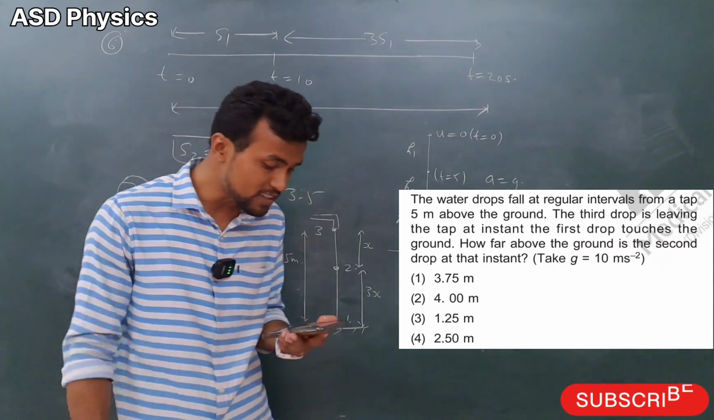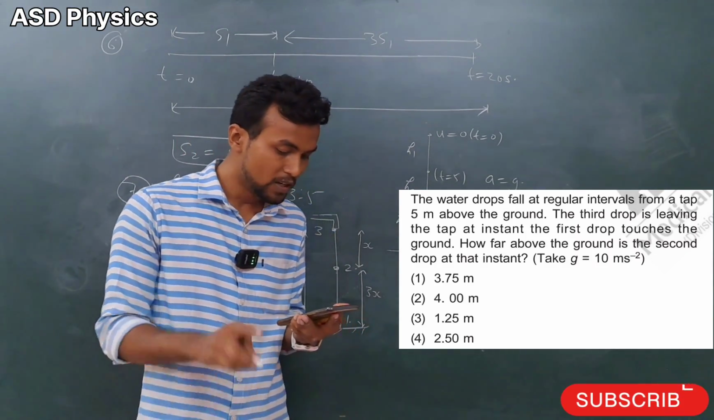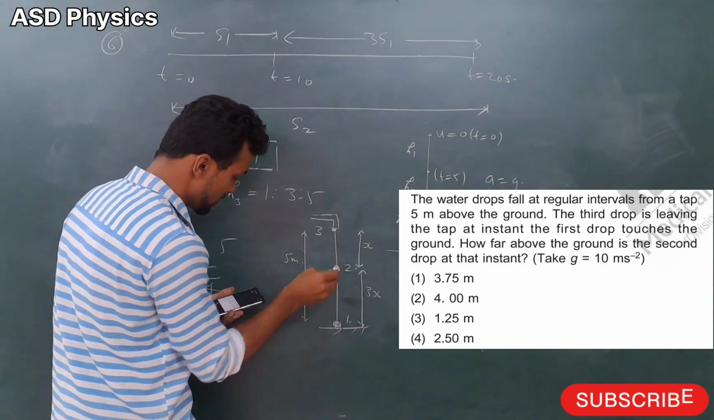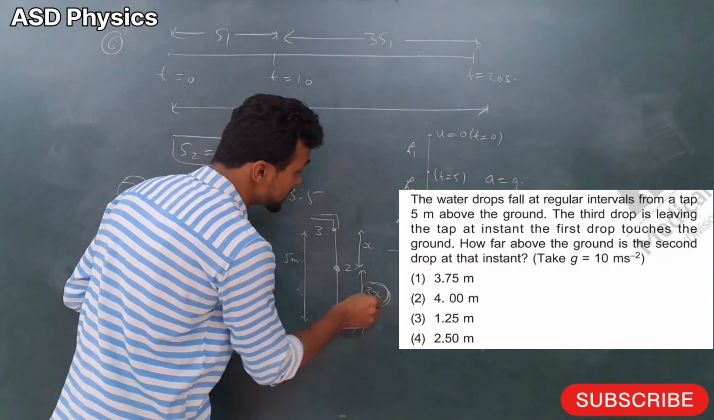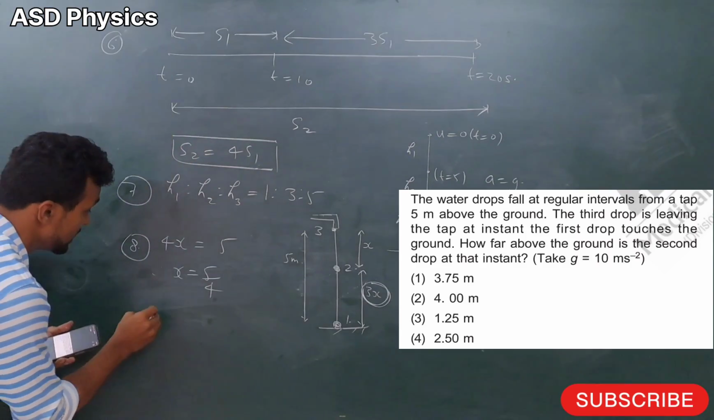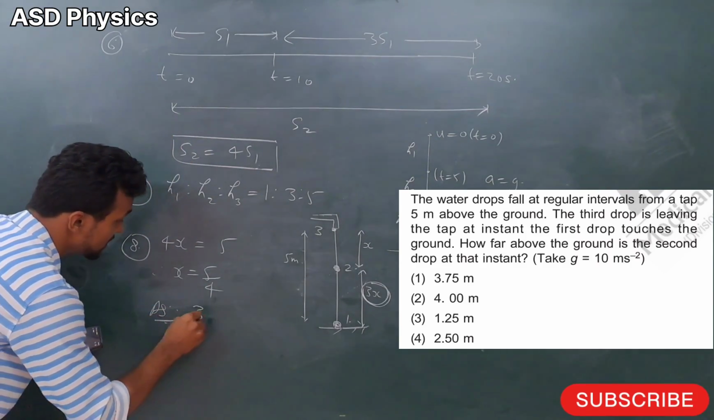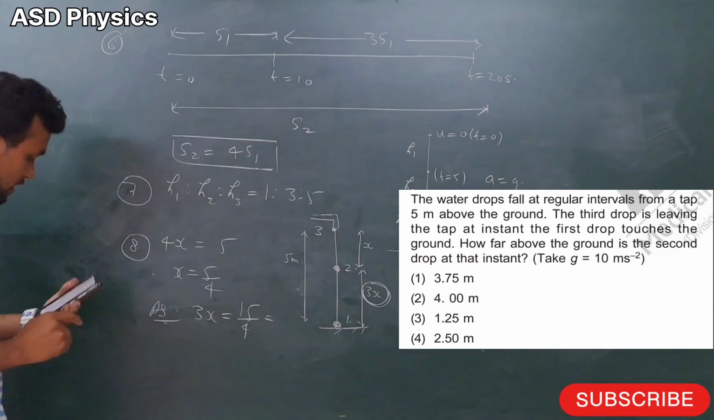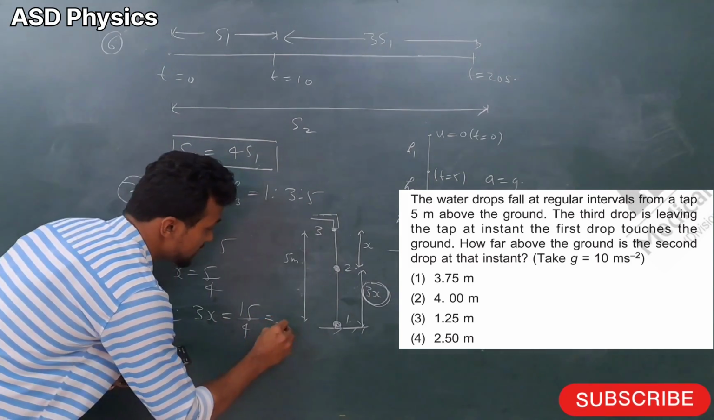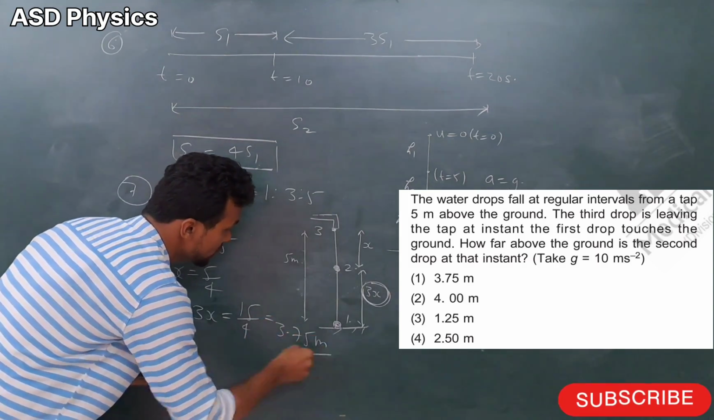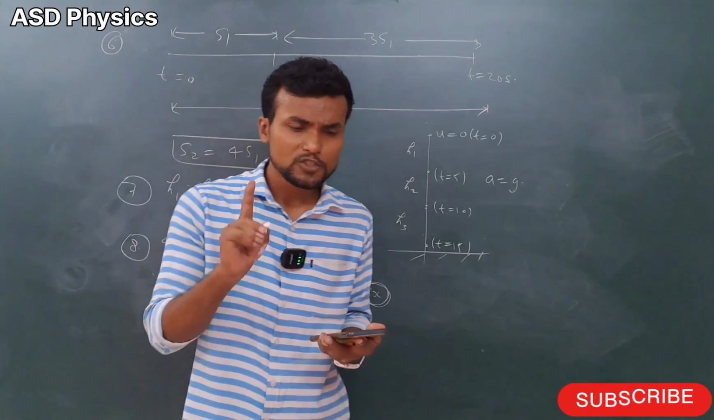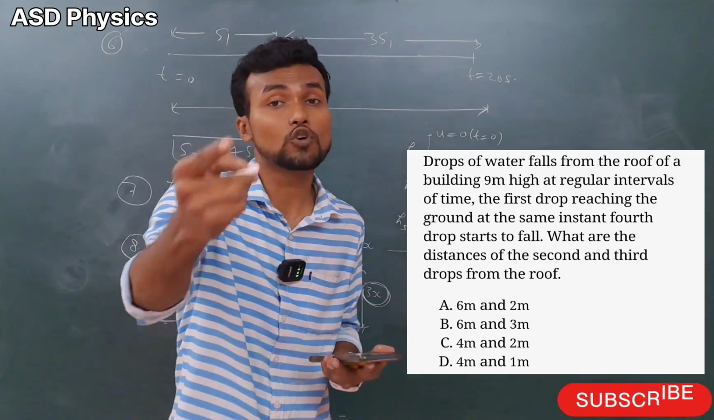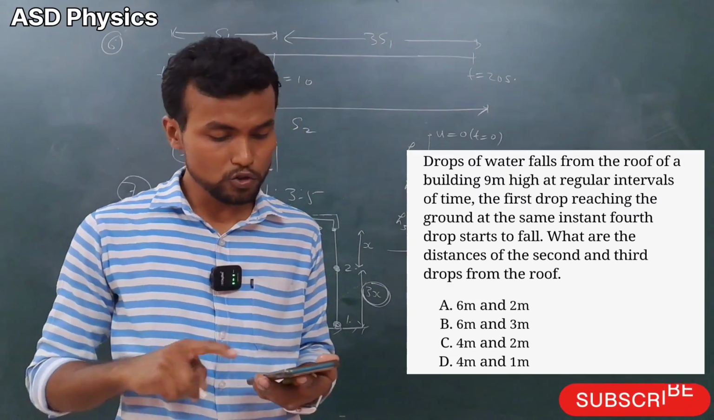But in the question they are asking about the second drop, from the ground. So this distance is 3x. That means the answer is 3x, so 15 by 4, which comes to 3.75 meters. After that, one more question will appear on your screen, and that will be your home task. In the same way you have to solve it.